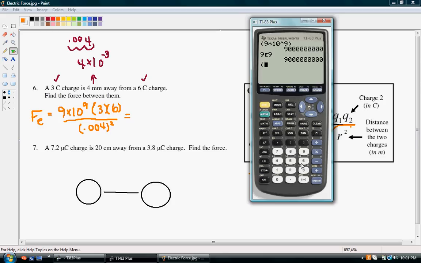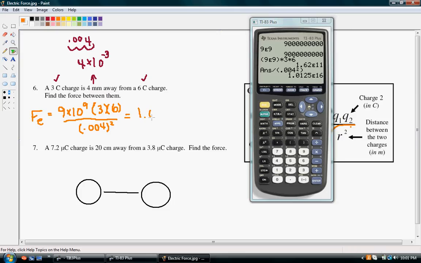Alright, so we can say 9e9 times 3 times 6, and then I would go ahead and enter the whole top together. Okay, so we get this number, and then divide by the bottom. And remember, you've got to square it, so 0.004 squared. And we get 1.01 times 10 to the 16th, and that is our electric force, so that will be in newtons.